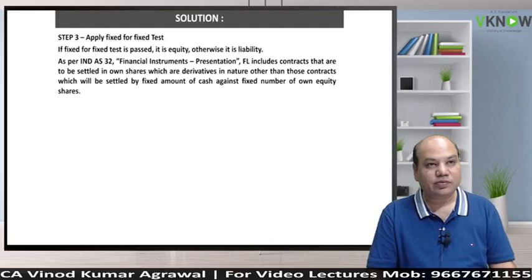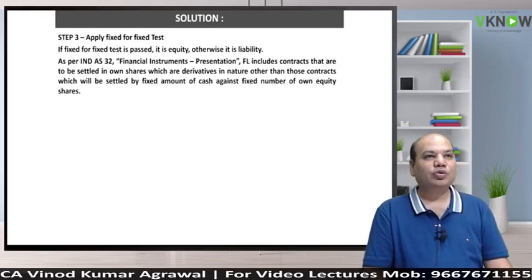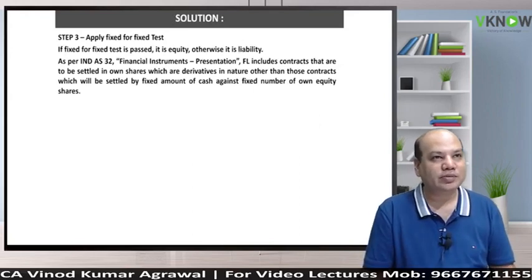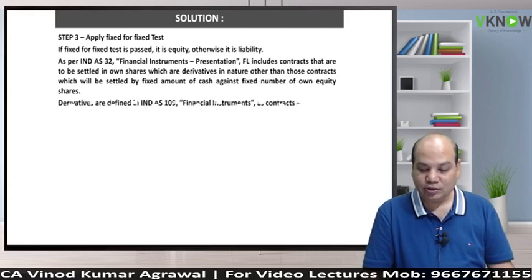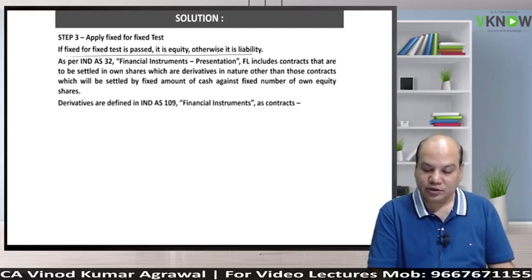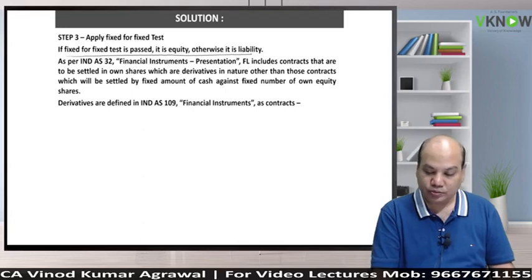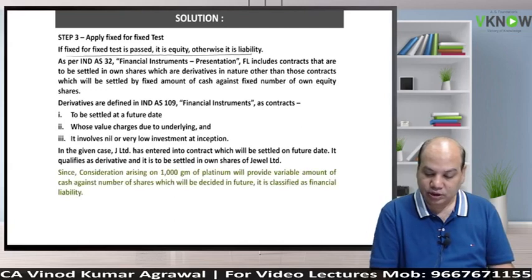Then you apply the fixed for fixed test. So we are going to settle in our own share and it is a derivative. Now, are we going to pay a fixed number of shares against a fixed amount? The answer is no. Okay, the answer is no. Why is it no? In the given case below, write the last two lines.